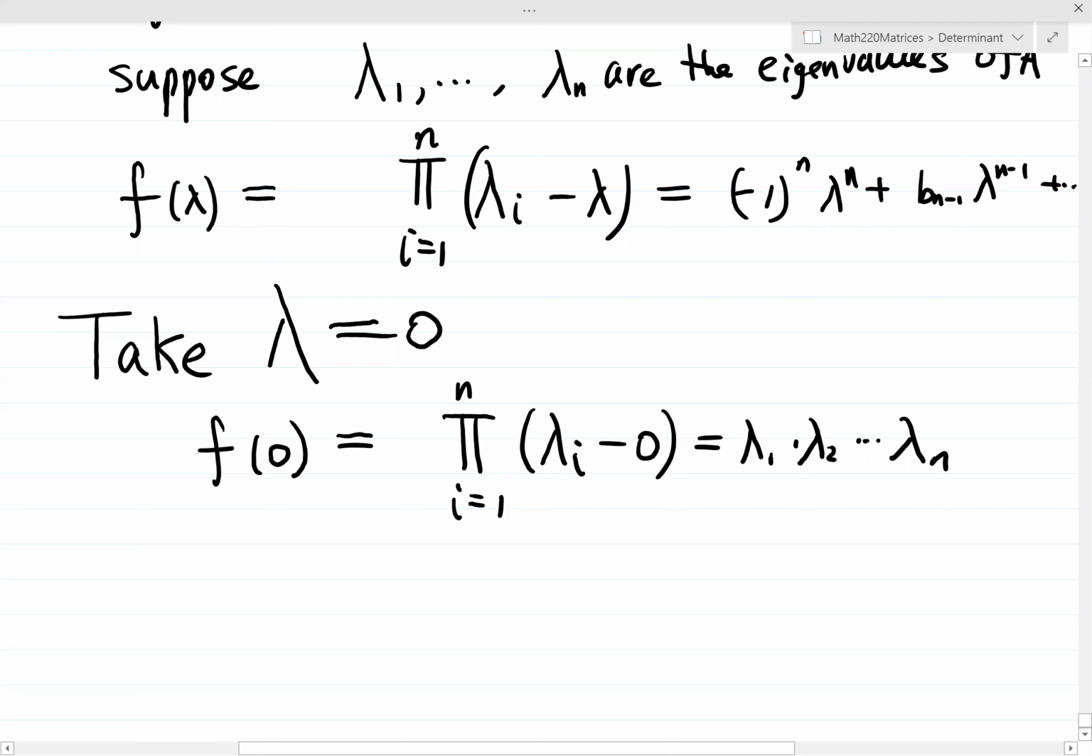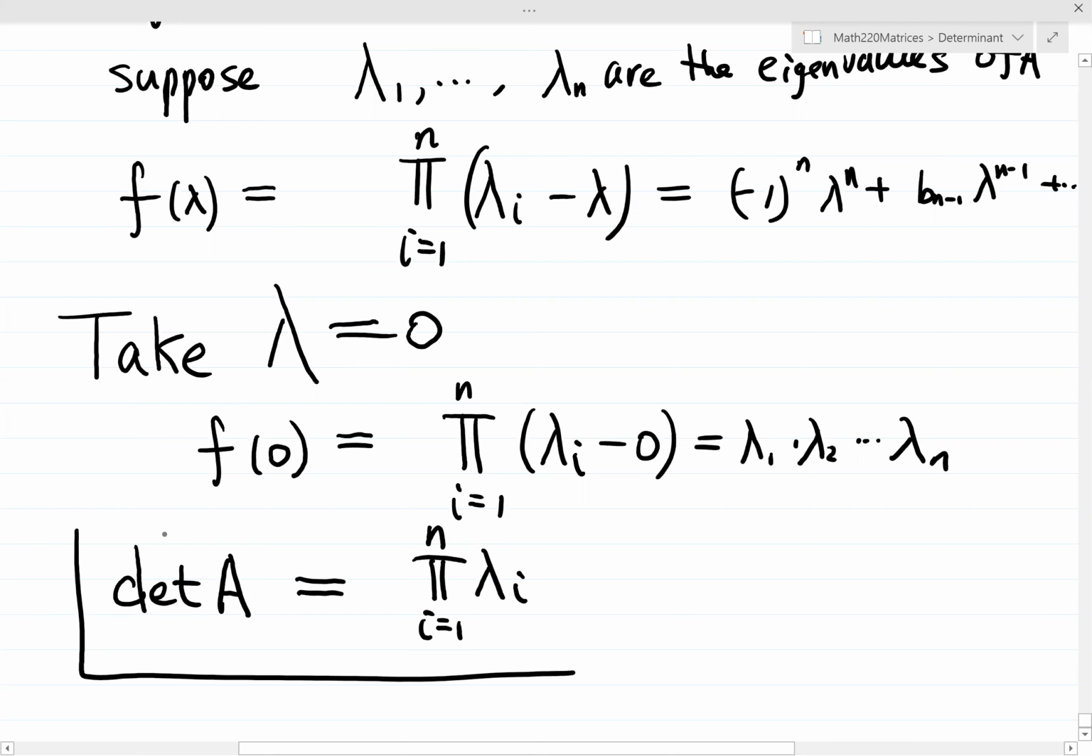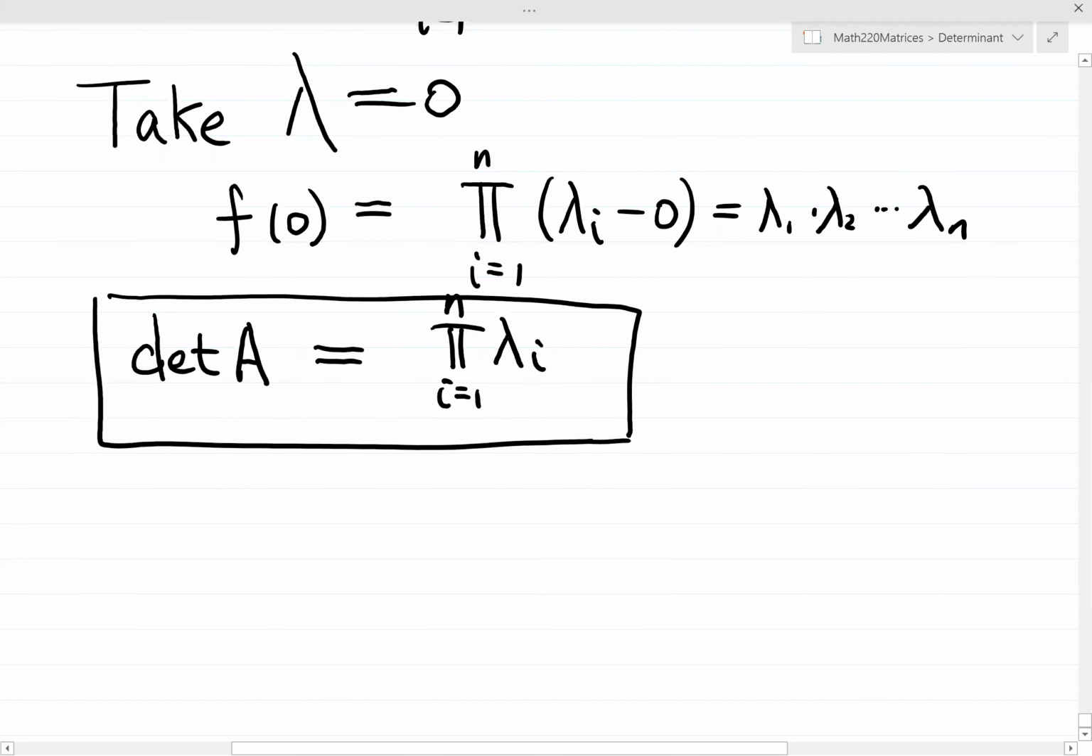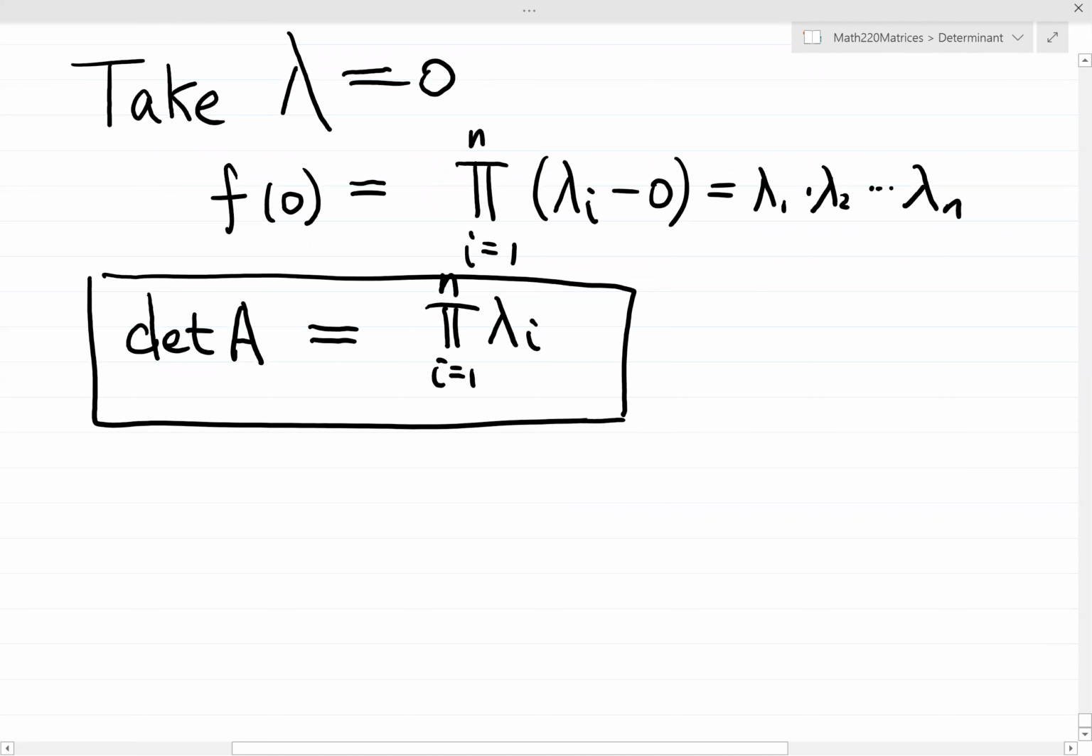So we get this property: the product of eigenvalues is the determinant of this matrix A. The determinant of this matrix A is the product of its eigenvalues, i from 1 to n. The determinant of a matrix equals the product of all its eigenvalues. The product of eigenvalues gives us the determinant of this matrix.